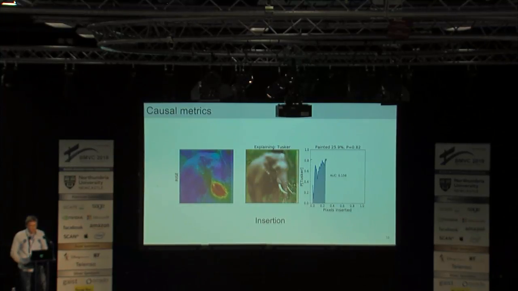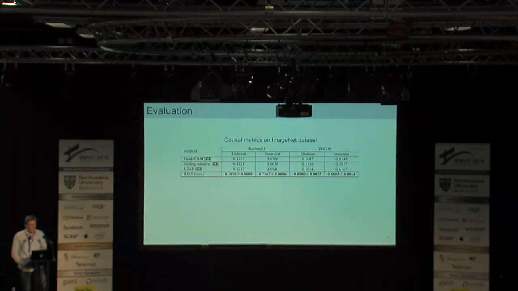So in terms of these two metrics, we evaluated our approach compared to two other black box methods and one white box method. And we outperformed all of them for two architectures, ResNet50 and VGG16. That was done for ImageNet's validation dataset, parts of the dataset.